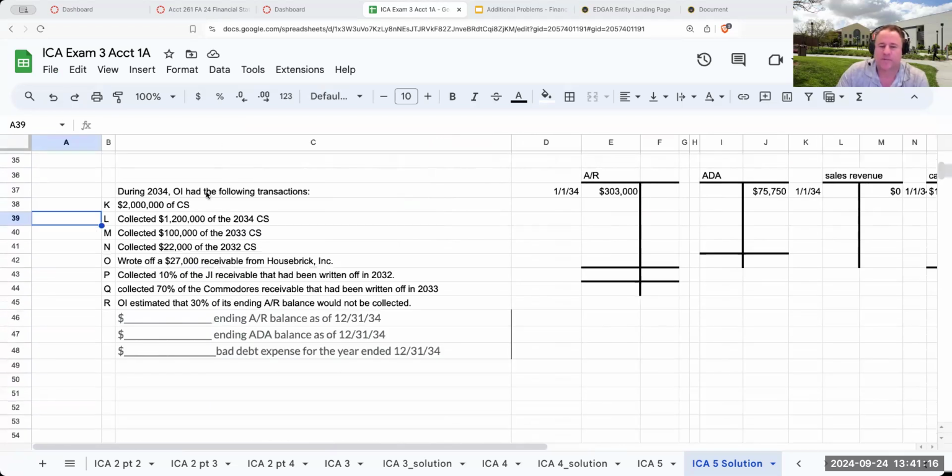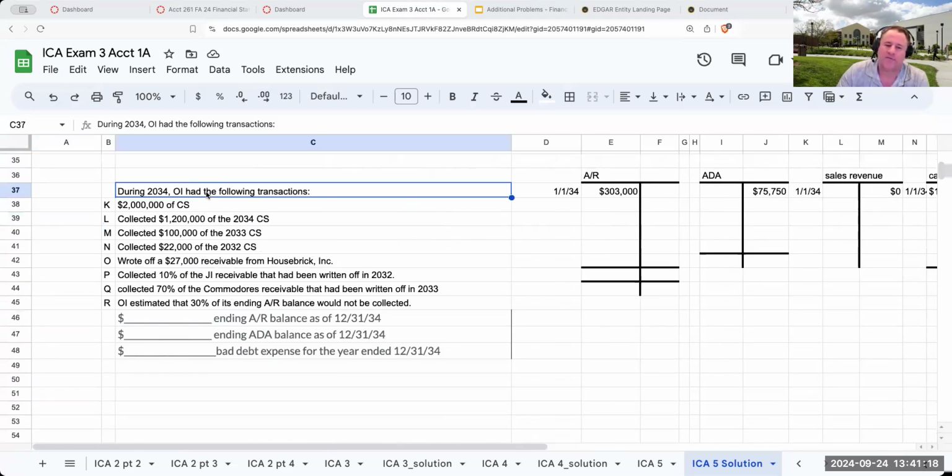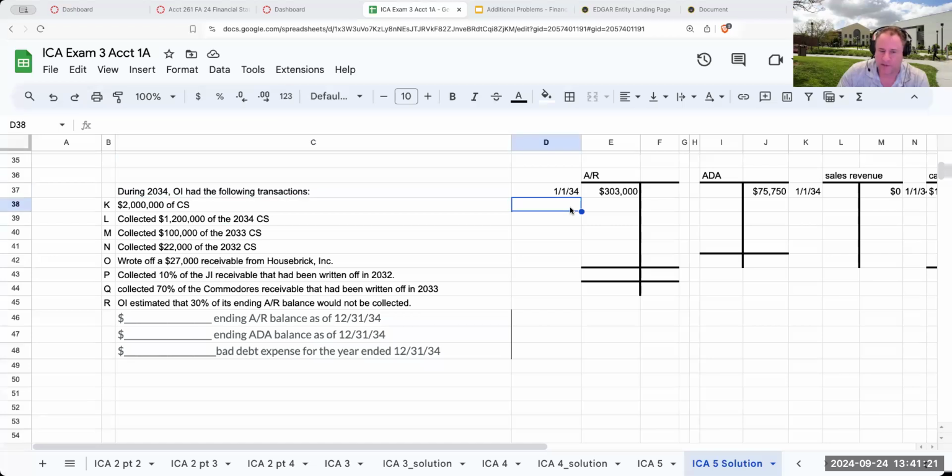Okay, so during 2034, I had the following transactions. Okay, so 2 million of credit sales. So need to record sales revenue. So 2 million.